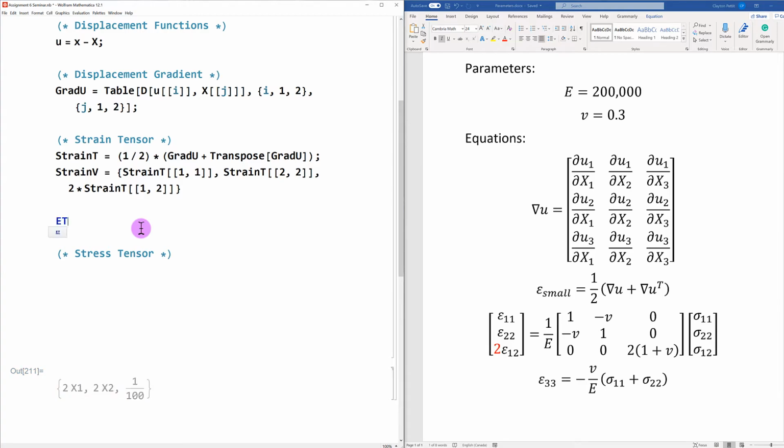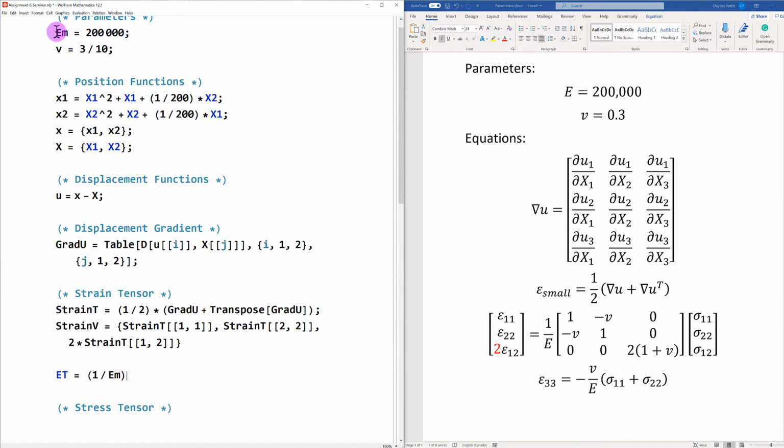I'm going to go ET, which is basically the elasticity tensor. I'm not talking about the alien here. First of all, I'm going to define the coefficient, which is 1 divided by E. So I go 1 divided by, and I have E defined as EM. If I look up at the top here, I have my E as EM. Then I'm multiplying this into a 3 by 3 tensor. So I do the curly brackets, and then I want to put 3 sets of curly brackets.